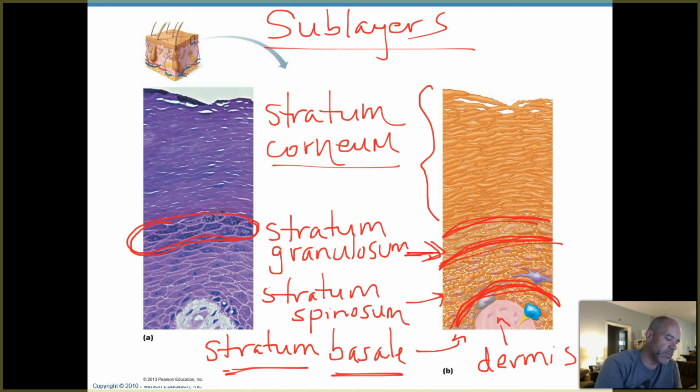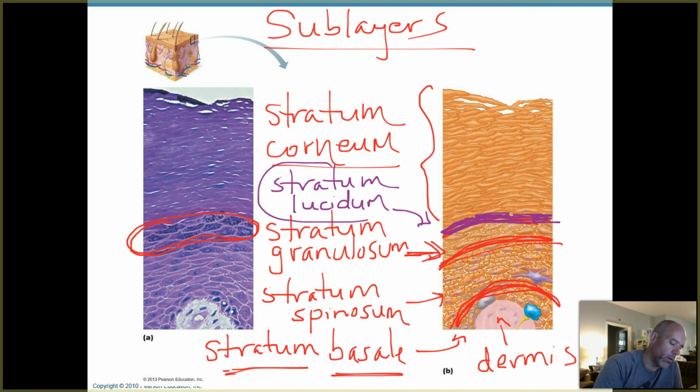All right, I'm going to change pen colors here for a second. In thick skin areas, you would have an additional sublayer right in here, in thick skin layers only, and that is called the stratum lucidum. If you were looking at them under the microscope, you don't see them over here because that's not from thick skin. The cells look clear. They're dead cells. They don't take up the stains that they use on the tissues, and so they look lucid or clear.